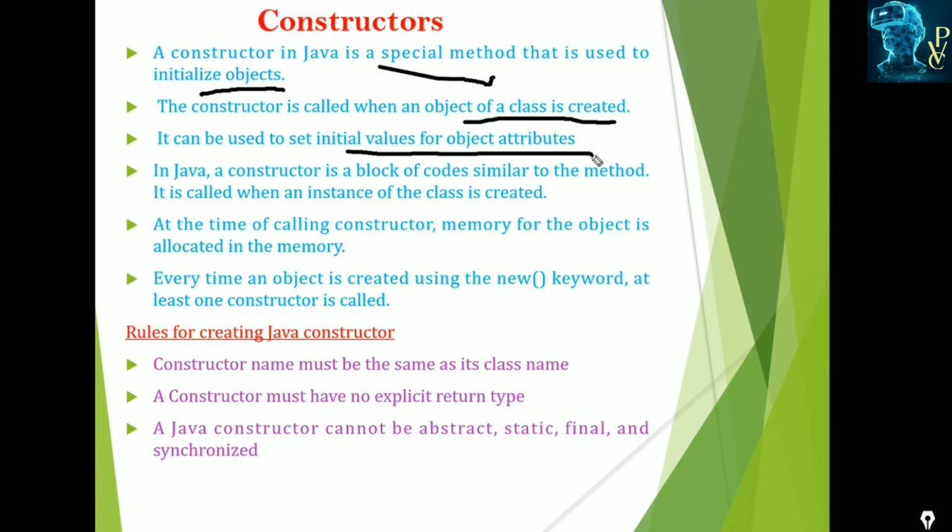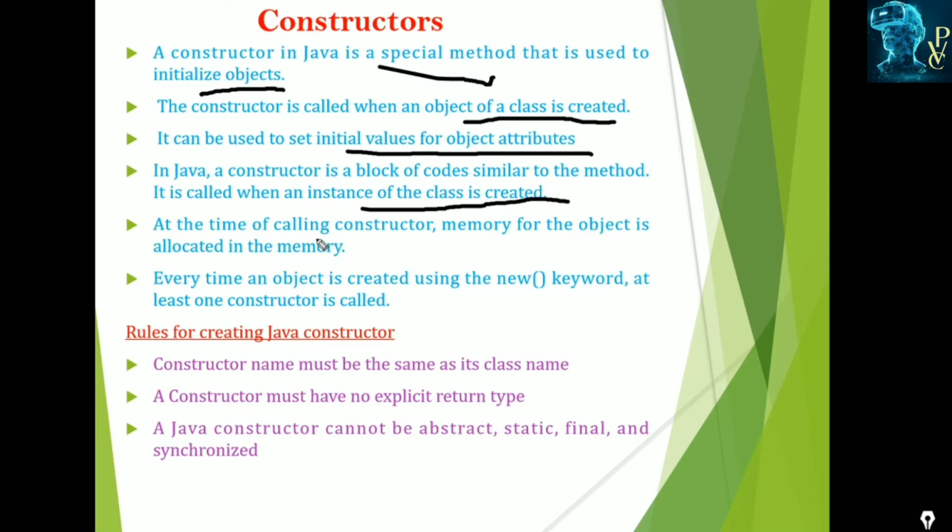For one class, we can create any number of objects. For every object, we can initialize the values, default values or initial values. With the help of a constructor, we can assign or set them. A constructor is a block of code similar to a method, but it is called when an instance of the object is created. Methods can be called by the user by using the dot operator, but a constructor is called when the object is created.